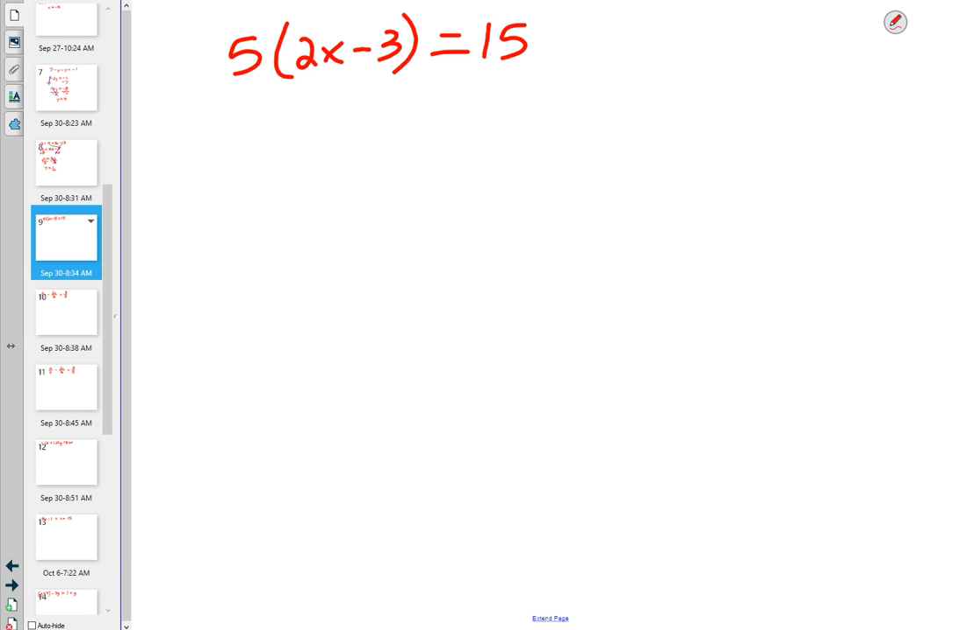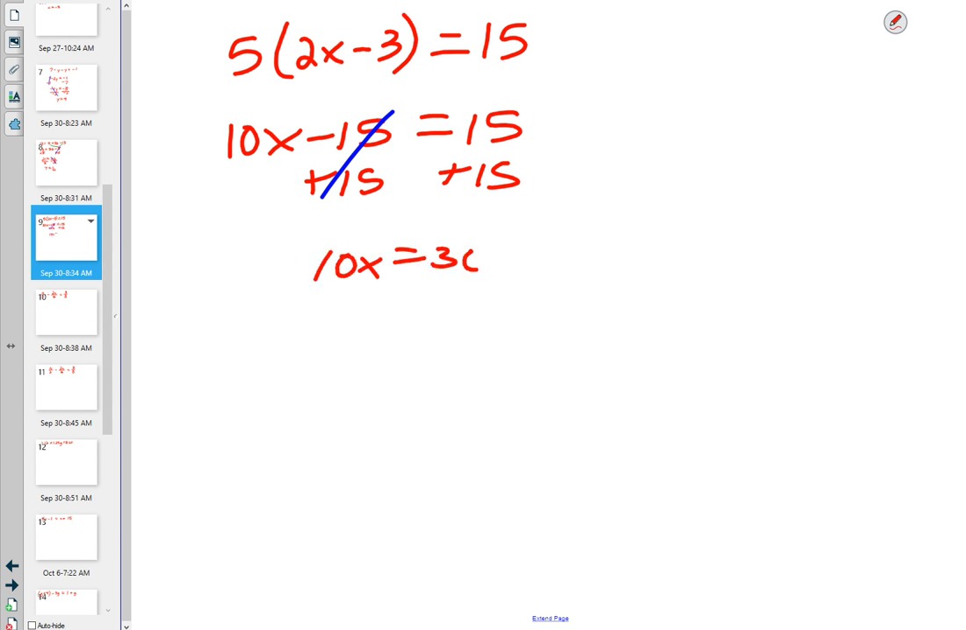So I would advise you to distribute: 5 times 2x is 10x, 5 times negative 3 is negative 15, and that equals 15. Now the numbers you need to get rid of are not 5, 2, and negative 3, it's just 10 and negative 15. Which one do you want to get rid of next? Plus 15, plus 15 is 30. And then if you divide it by 10, you get 3.